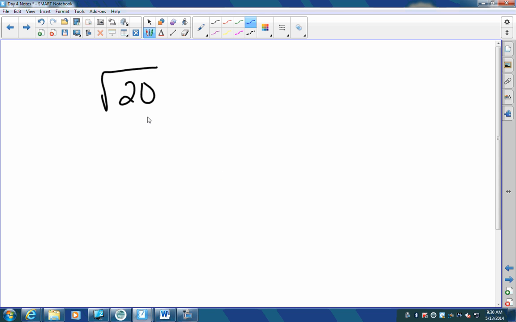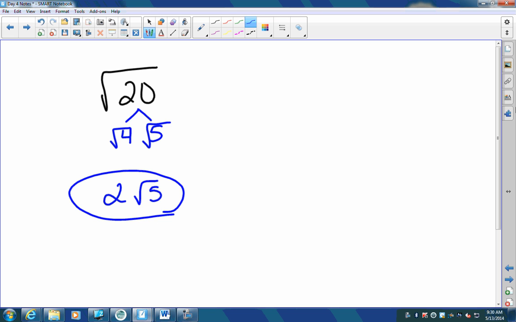See, like with 20, I know that 20 splits up into 4 times 5. Well, 4 is a perfect square. The square root of 4 is 2. And square root of 5, I can't do anything with it, so it's 2 square root of 5. This would be my answer.